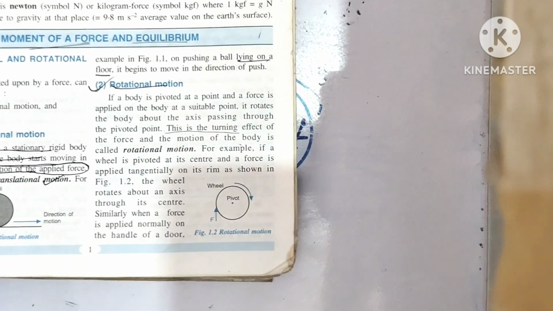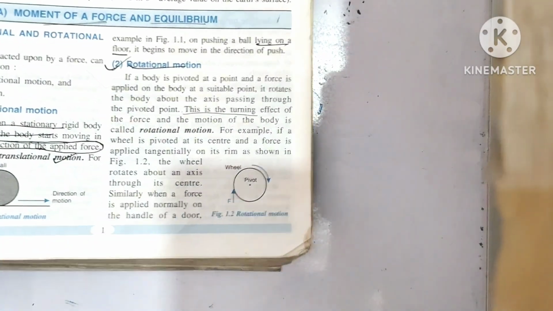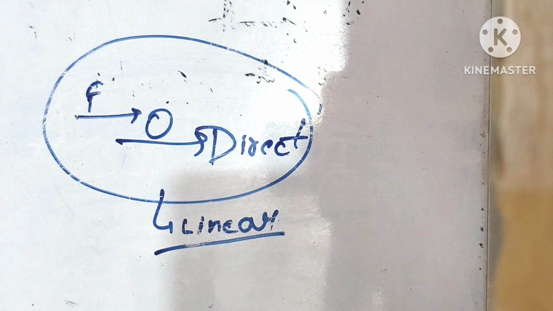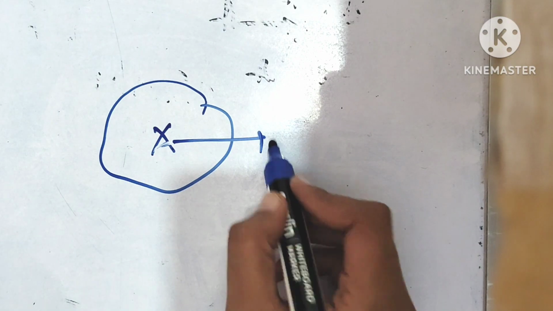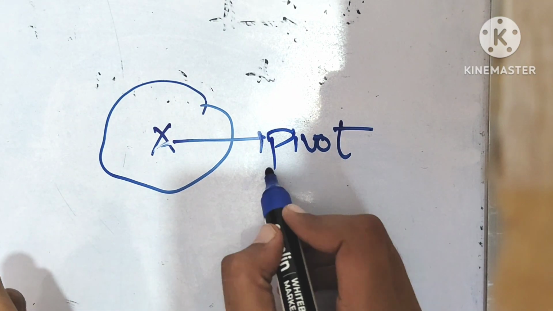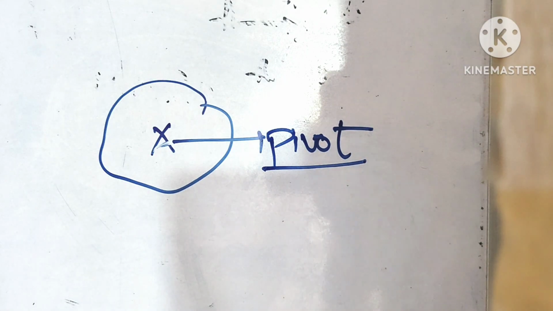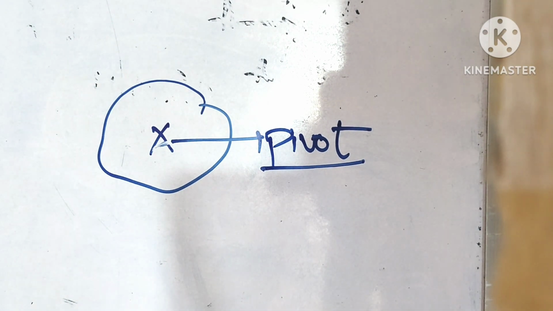And what is rotational motion? So what is the condition for rotational motion? First of all, the major condition for rotational motion is that there must be a pivoted point. That is the point of pivot. So the major condition is that the object should be pivoted.